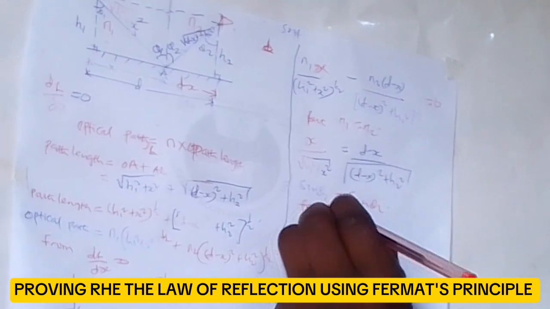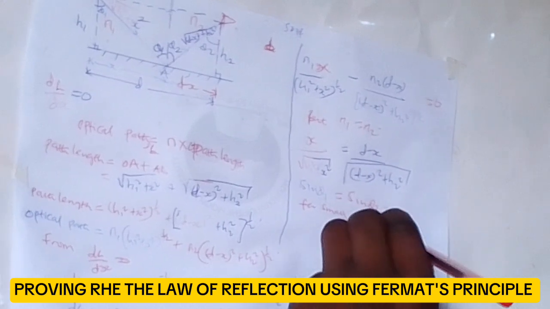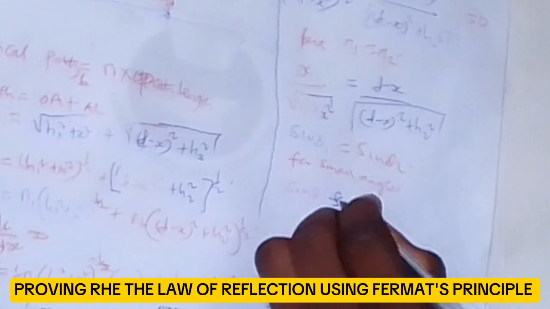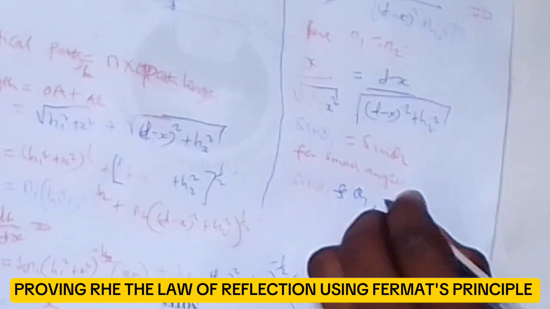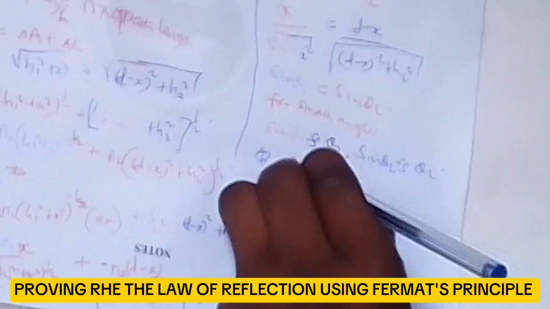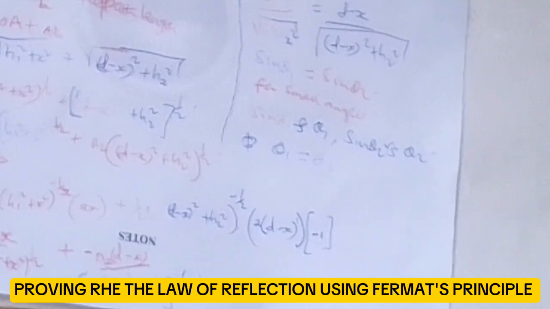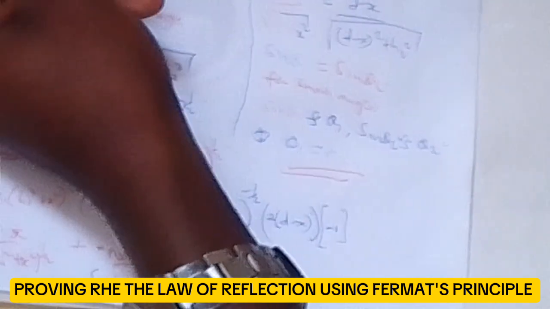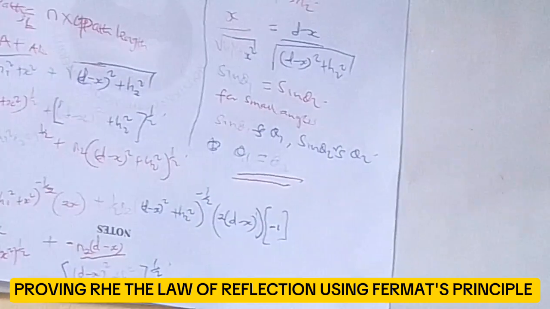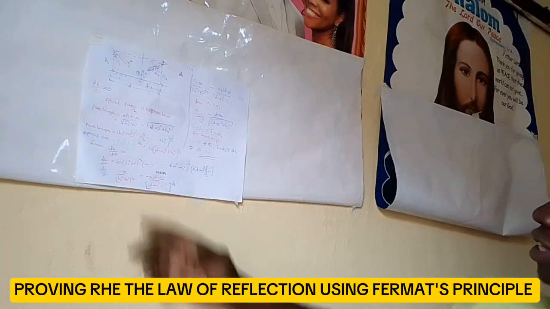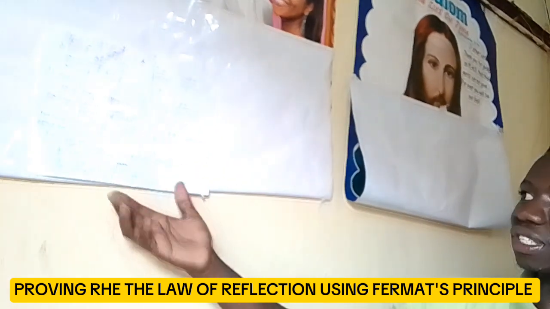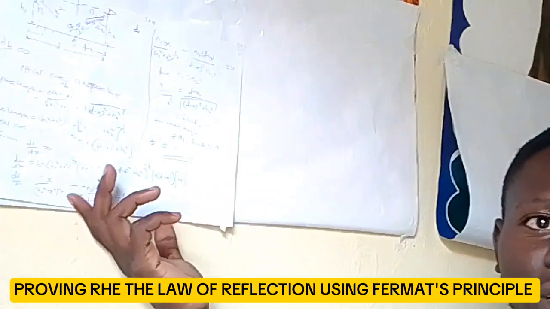But you know that for small angles, sine theta 1 tends to theta 1. Also, sine theta 2 tends to theta 2. So implying that theta 1 is equal to theta 2. And remember, we said that theta 1 is the angle of incidence, and theta 2 is the angle of reflection. This shows that we have proved the law of reflection, because the angle of incidence is always equal to the angle of reflection. So that's how we use Fermat's principle when we are proving the law of reflection.